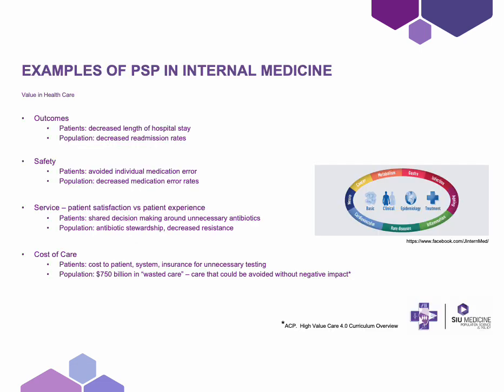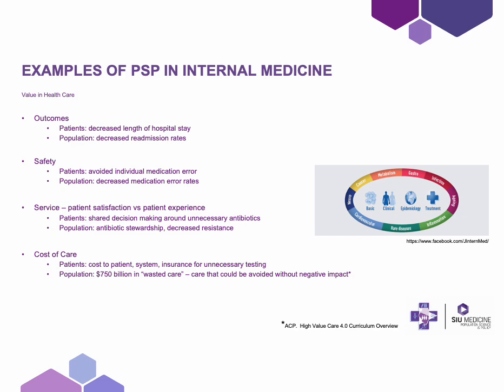So, examples of PSP in internal medicine. If we're taking a look at outcomes at an individual patient level, we're looking at decreased length of stay in hospital. At a population level, we're looking at decreased readmission rates. If we're looking at safety, we're looking for individual patients where we avoided medication errors. On a population level, we would like to see decreased medication error rates.